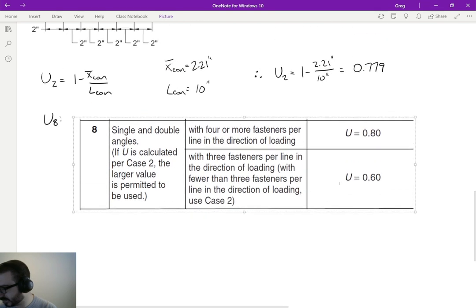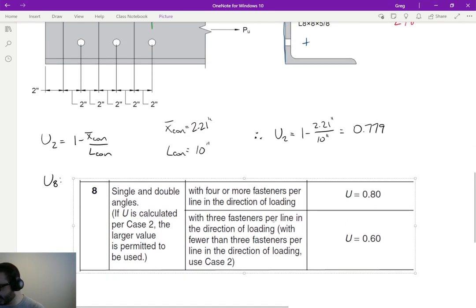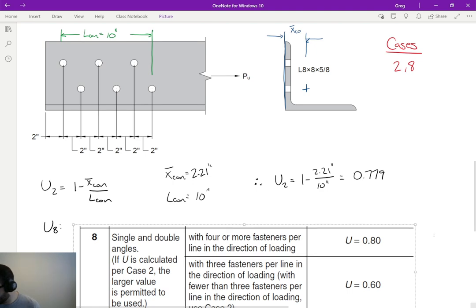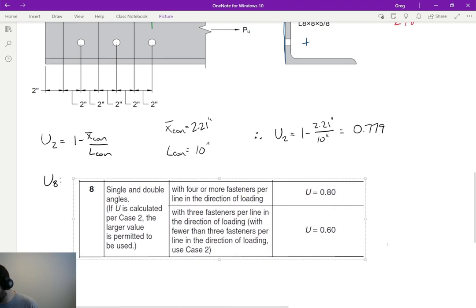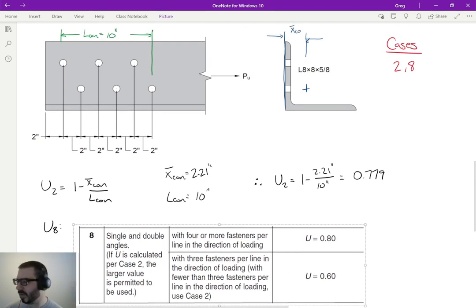All right, let's make that a little smaller so we can see everything. What we've got here is the section in the spec. Let's read that somewhat diligently to make sure we're all on the same page. Single and double angles, does that apply? Yes. Now, once we're in case 8, we have 2 paths that we can go to. We have 4 or more fasteners in the direction of loading per line, or 3 fasteners per line.